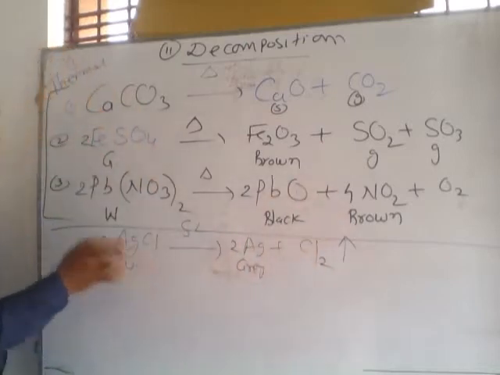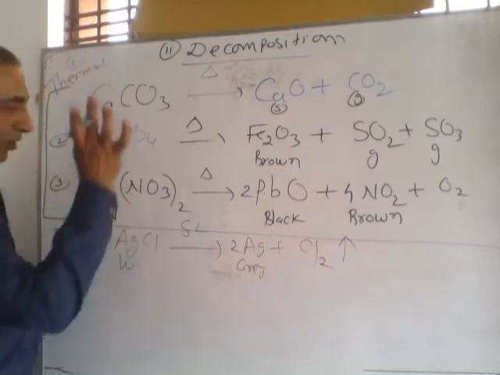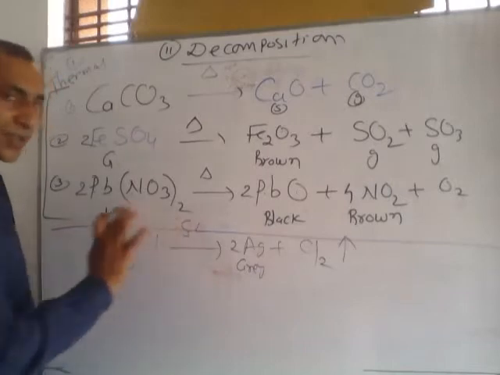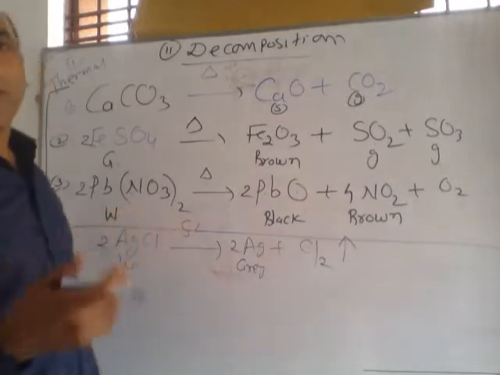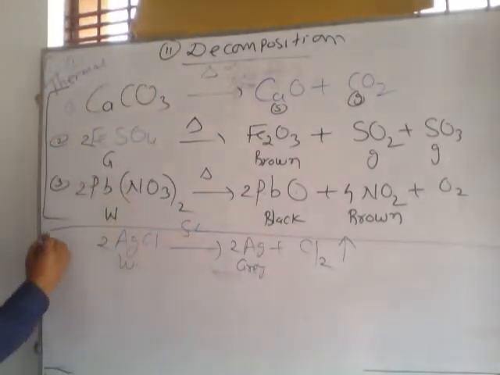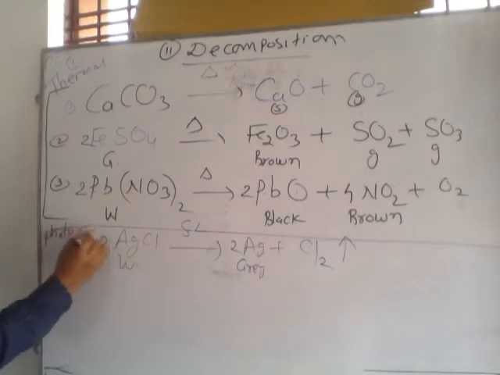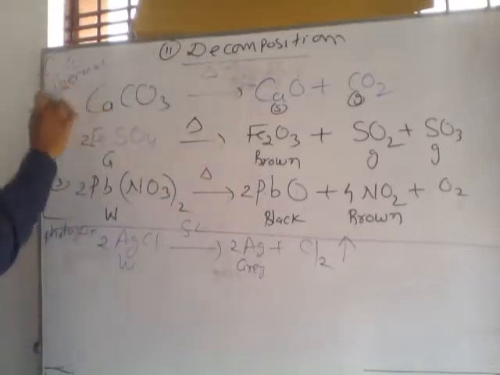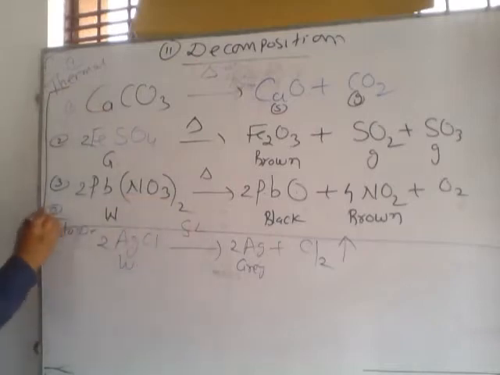Instead of AgCl, you can also use AgBr. So in this reaction, sunlight is the source of energy for decomposing the compound. This type of decomposition reaction is called photo decomposition reaction. So decomposition takes place by thermal, means heat, otherwise by sunlight. This is the second category.